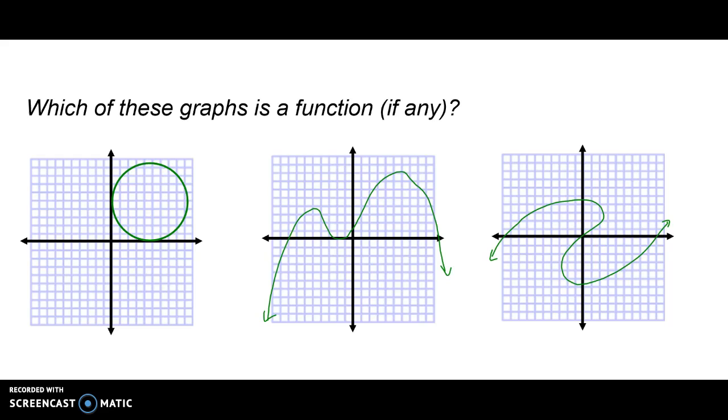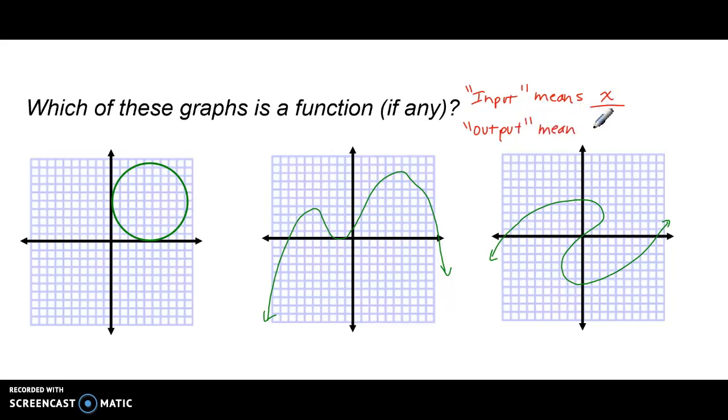Here's a key idea. Input, when you're talking about a graph, input means the x-coordinates. And output means the y-coordinates.